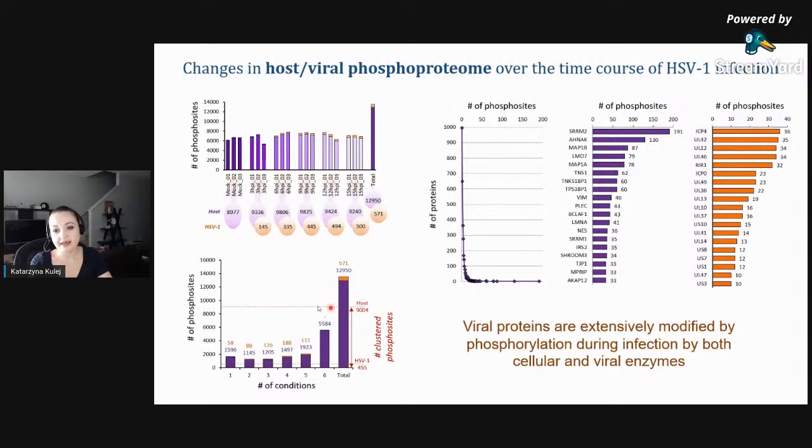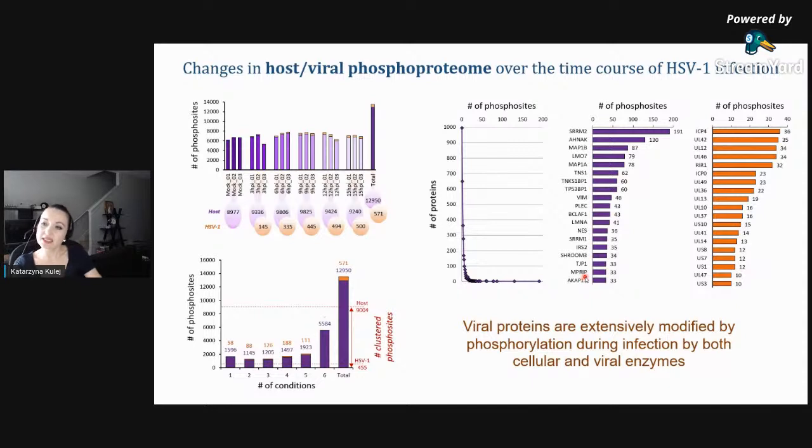Similarly, we clustered all of these phosphosites. Most of the proteins were identified with a single phosphorylation, but we can also find lots of proteins with multiple phosphorylations. And here I'm just giving an example of the host.